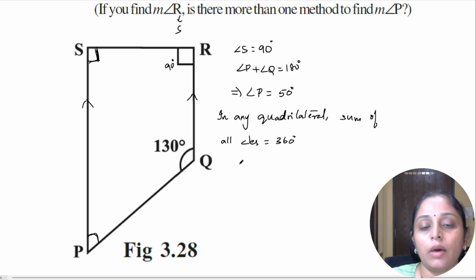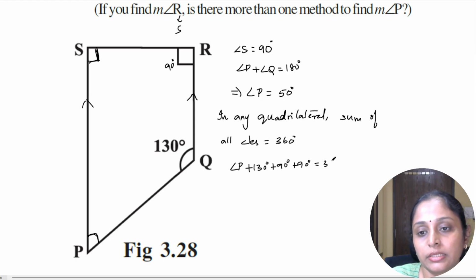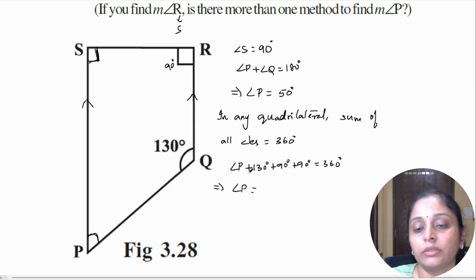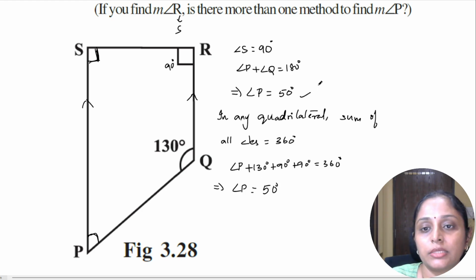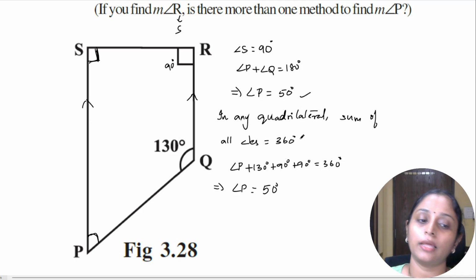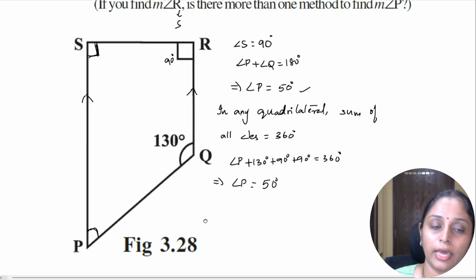Okay. So now I have angle P plus 130 plus 90 plus 90 is equal to 360 degrees. Therefore, angle P is equal to, now this is 130 plus 90, which is 220, plus 90 gives you 310. 360 minus 310 will give you 50. Again, you got the same answer, 50 degrees. So that is another way of finding the fourth angle, right?